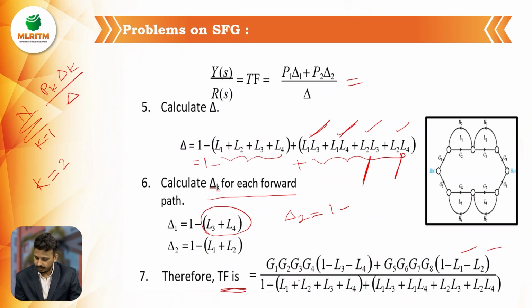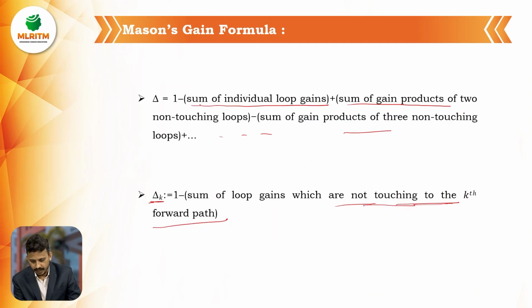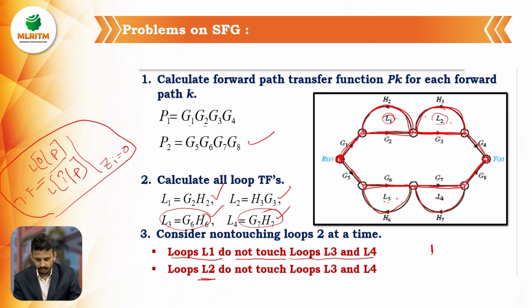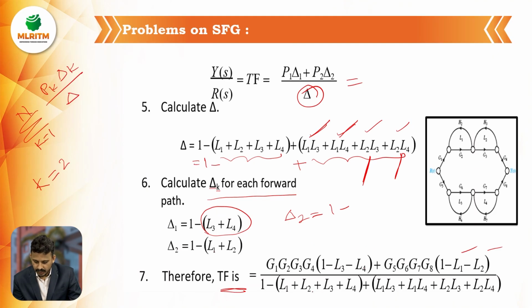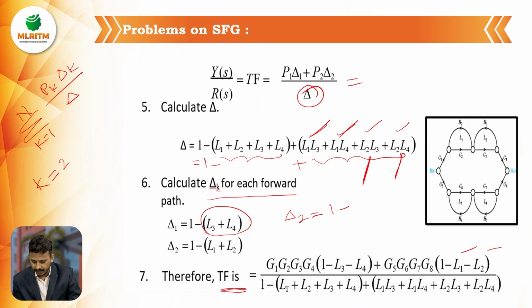Next, divided by delta. What is the formula for delta? Delta is 1 minus the sum of individual loop gains plus the sum of gain products of two non-touching loops, and so on. So 1 minus the sum of loop gains. The individual loop gains are 1, 2, 3, 4. There are 4 loops, so I am writing those loop gains, that is L1 plus L2 plus L3 plus L4.